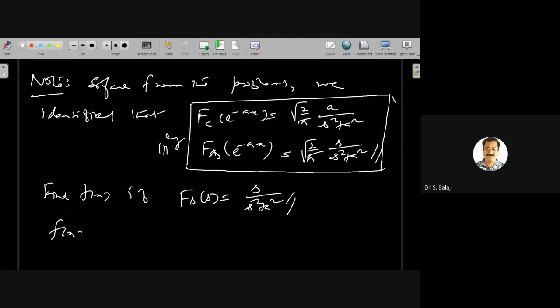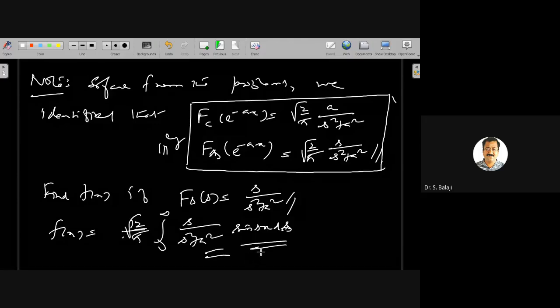Then f of x, if you use the definition, is 1 by root of 2 pi, the integral of s by s square plus a square, sine sx ds. That you have to follow. Therefore, you have to evaluate this integral.